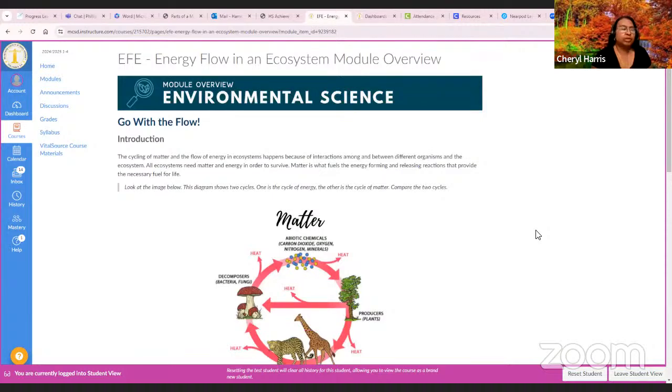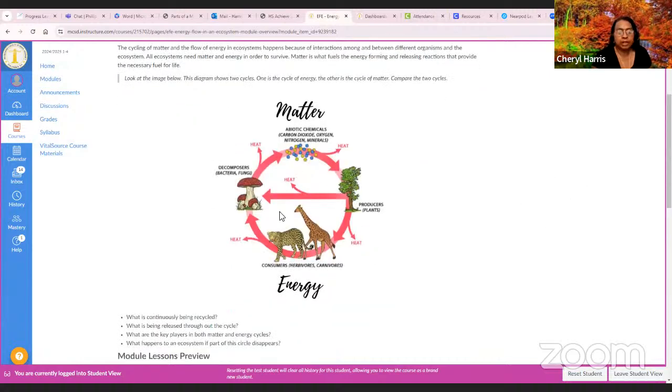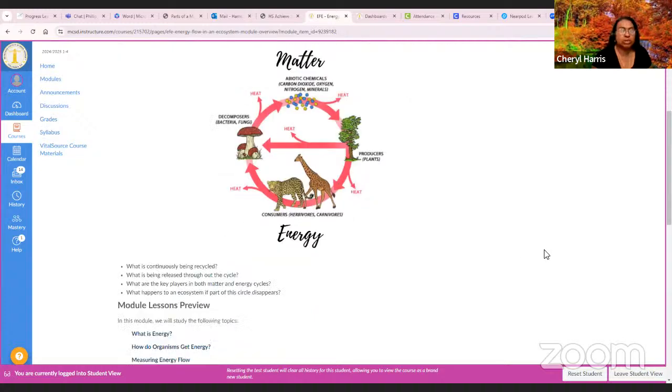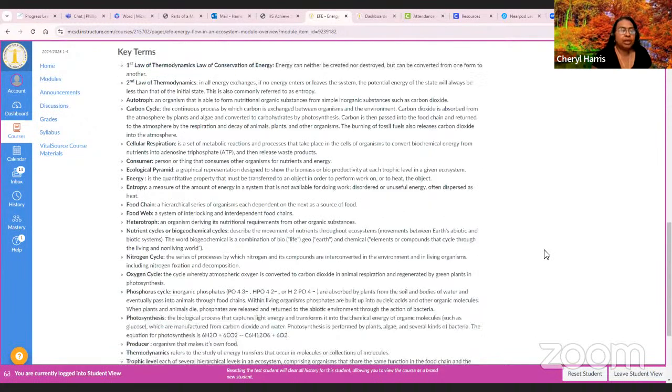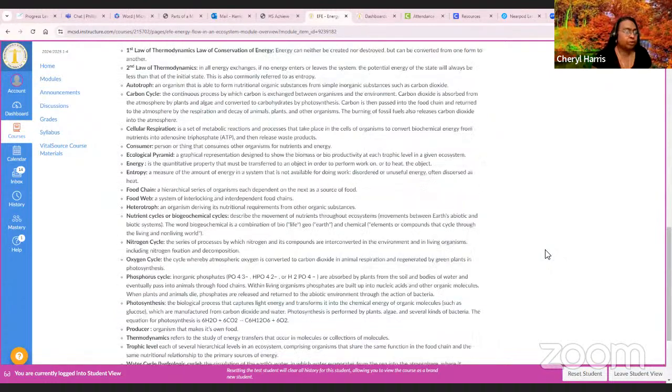All right, so again, if you finish answering your discussion question, go ahead and look at the overview lesson for energy flow in an ecosystem, EFE. Look that over again. Like I said, you'll see the same discussion picture, and then come down and look over the vocabulary words.